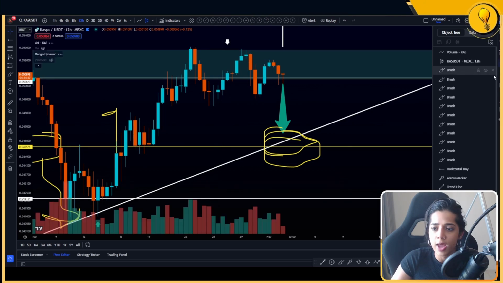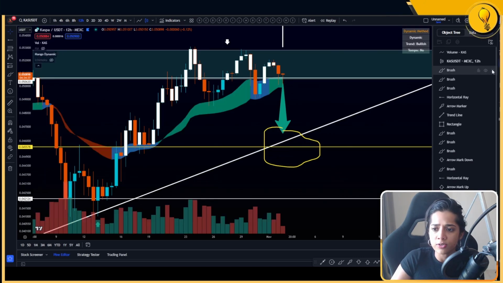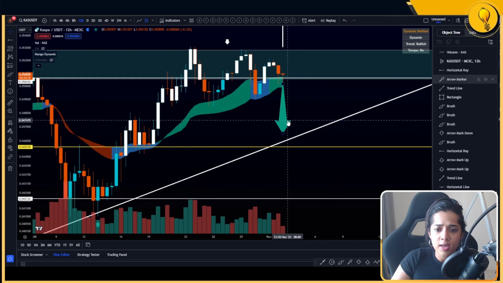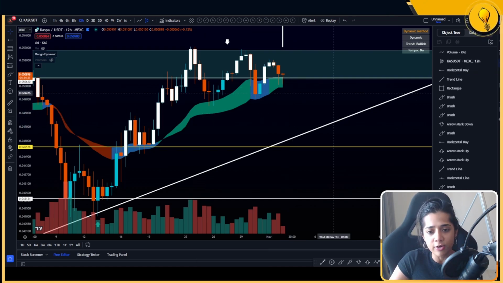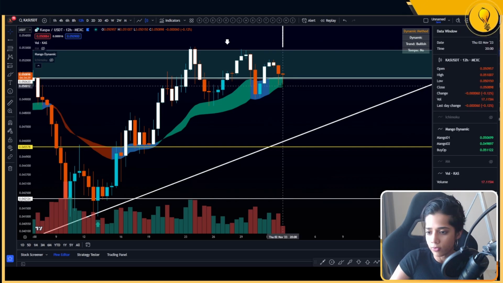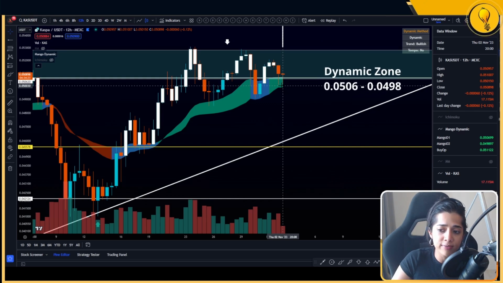Let's go ahead and turn on our dynamic, knock off all these other nasty squigglies. The levels of the dynamic cloud, for those of you who do not have access to the indicator and you want the levels, take note of it right now. The dynamic cloud is a range. It comes in from around 0.04506 cents, going all the way down to 0.0498 cents. So mark out a box for yourself right there.